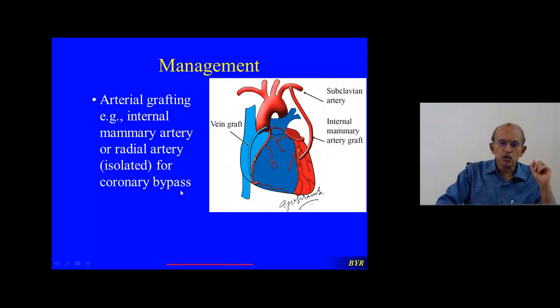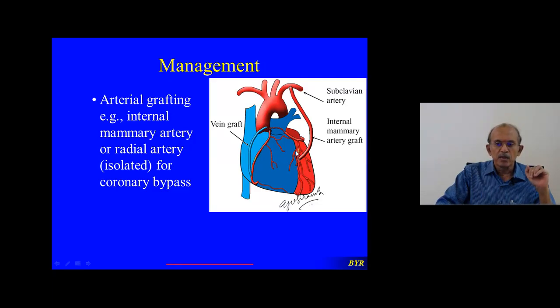Or else you can also do arterial grafting. If possible, you can take a nearby artery and do the bypass operation. How? For example, you take the coronary artery blockage. Here, the left anterior descending artery is having the atheromatous plaque.